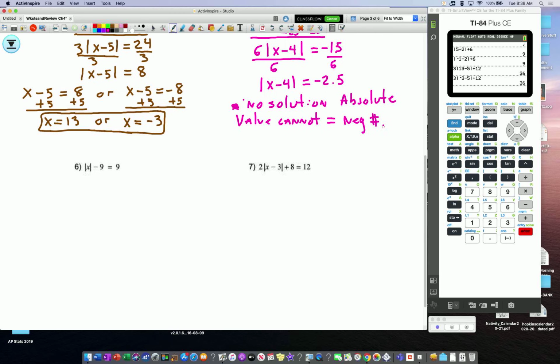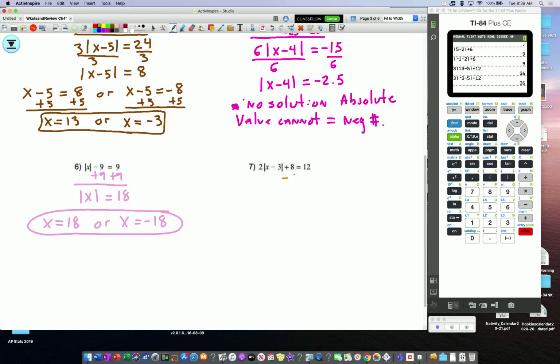All right, let's take a look at the next one. Absolute value of x minus 9 equals 9. The first thing I have to do is simply add 9 to both sides. I just get the absolute value of x equals 18. Well, that's kind of like the first one. So if I'm 18 units away from 0, I'm either located at 18 or I'm located at negative 18. Sweet.